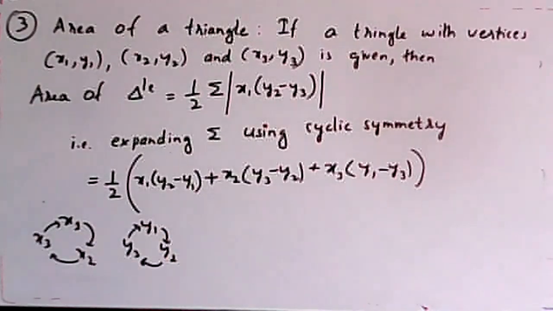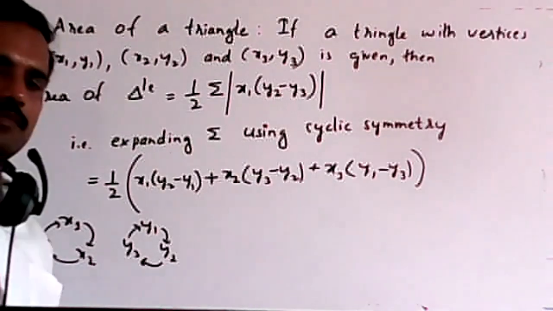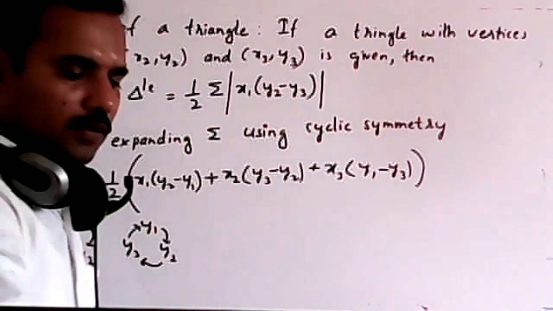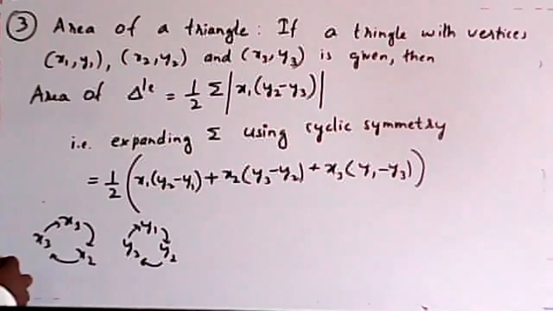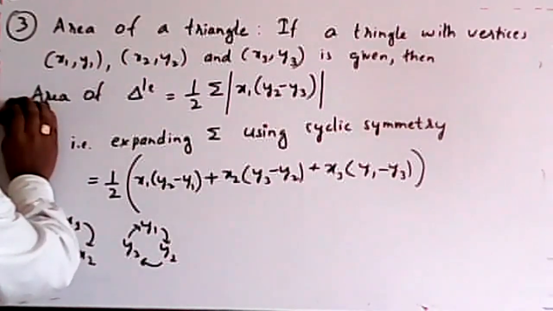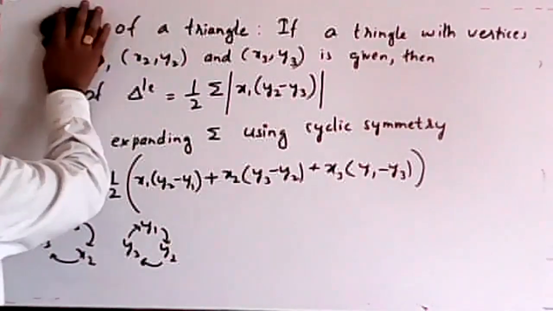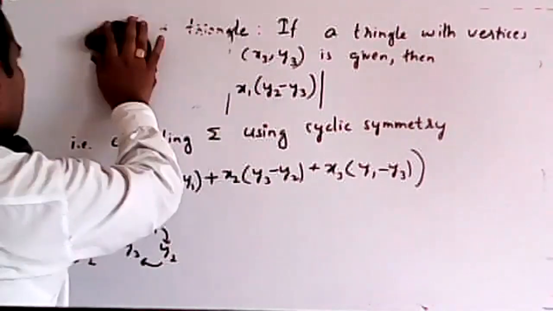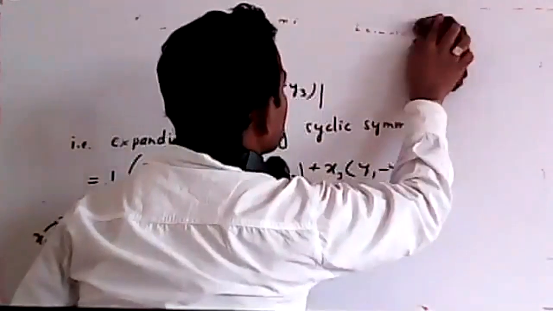This is the way how cyclic symmetry changes. Right. Let us see the beginning of straight line with some definitions. We'll start with what? Inclination of a line.